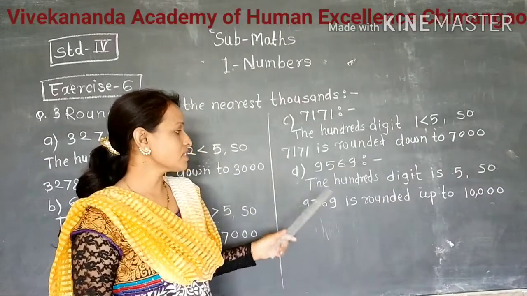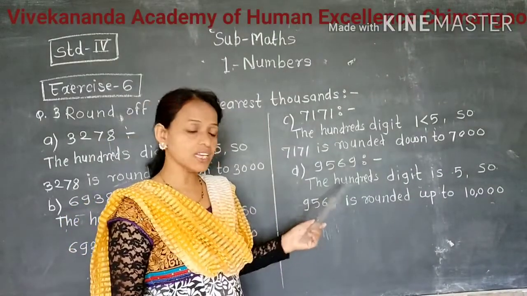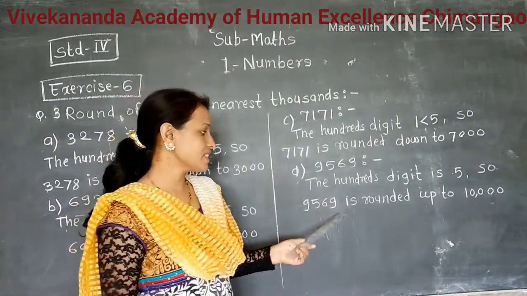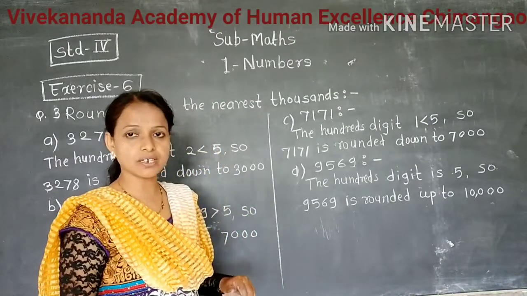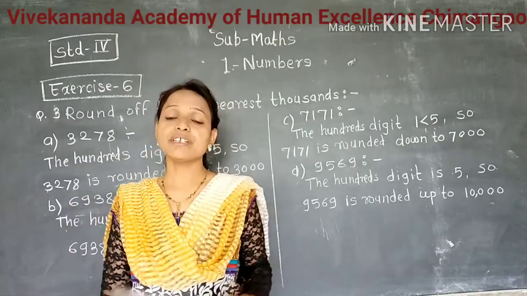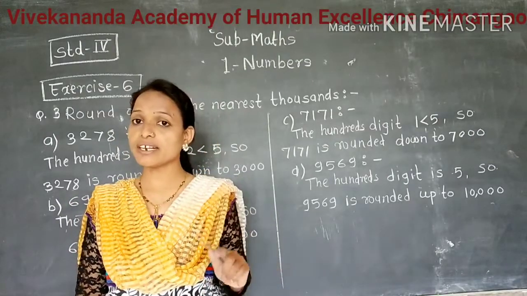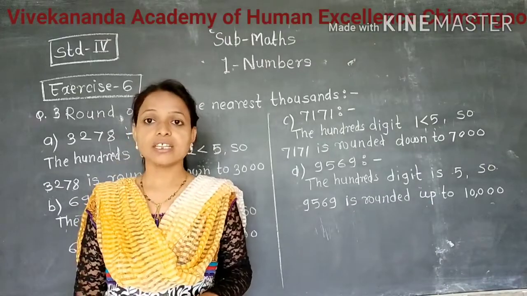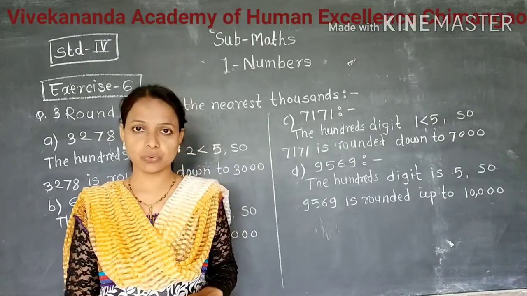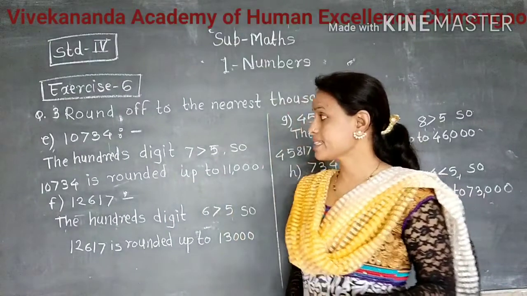So here what is the answer? The hundreds digit is 5, so 9,569 is rounded up to 10,000. Remember that if the digit is less than 5, then you have to write rounded down to. And if the digit is equal to or greater than 5, then you have to write rounded up to. Next number.